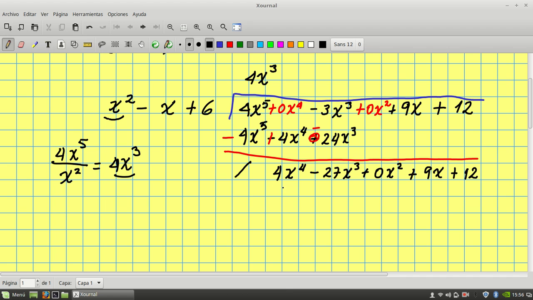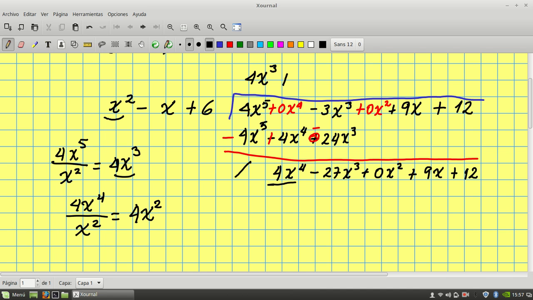So here we have 4x to the 4th power. The degree is 4 and the degree here is 2. As long as the degree of the dividend is greater than or equal to the degree of the divisor, I'm going to continue. So divide the first term, 4x to the 4th power, by the divisor's first term, x squared: 4x squared.